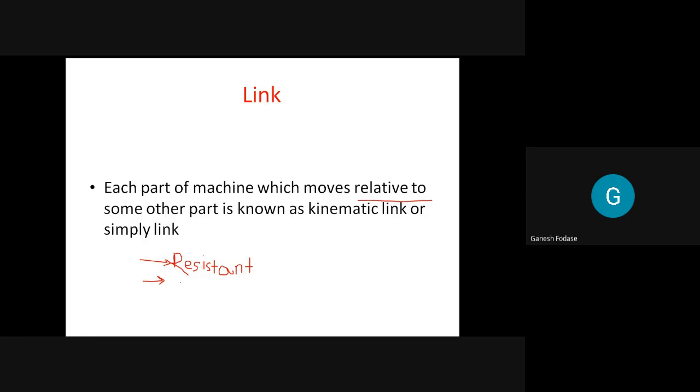So there must be a relative motion. So when a body is a resistant body and it has relative motion with respect to other parts, with respect to other bodies, then that body or that part you can call a link. Is it clear? When you can call any part of the machine or mechanism a link, two conditions must be satisfied. One is it must be resistant, and second, there must be a relative motion with respect to other parts or other bodies. Is it clear?